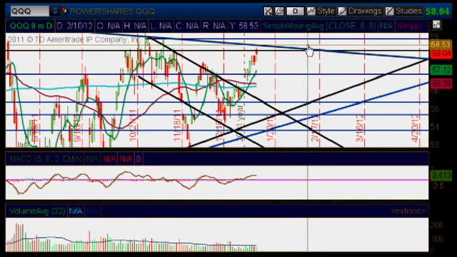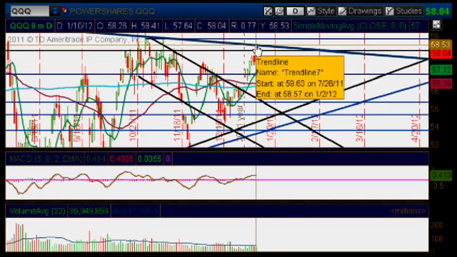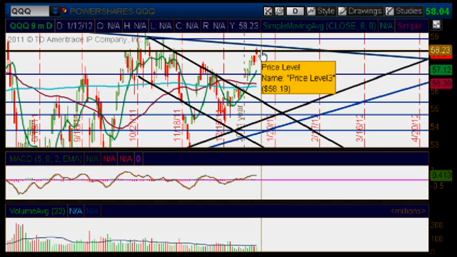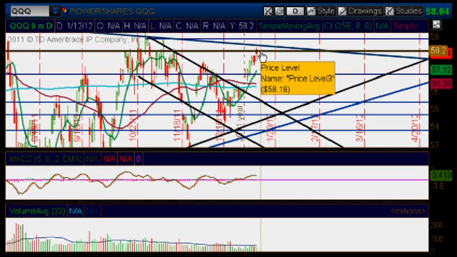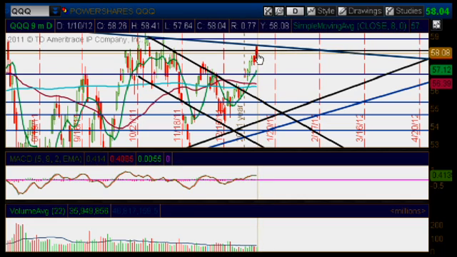As you can see, we are forming a big symmetrical triangle right here on our chart. So we are at resistance at this moment. We hit that blue line right here. We pulled back down, closed below the blue line as well as that area of resistance, which was at the 58.19. So we are closing below both of them.